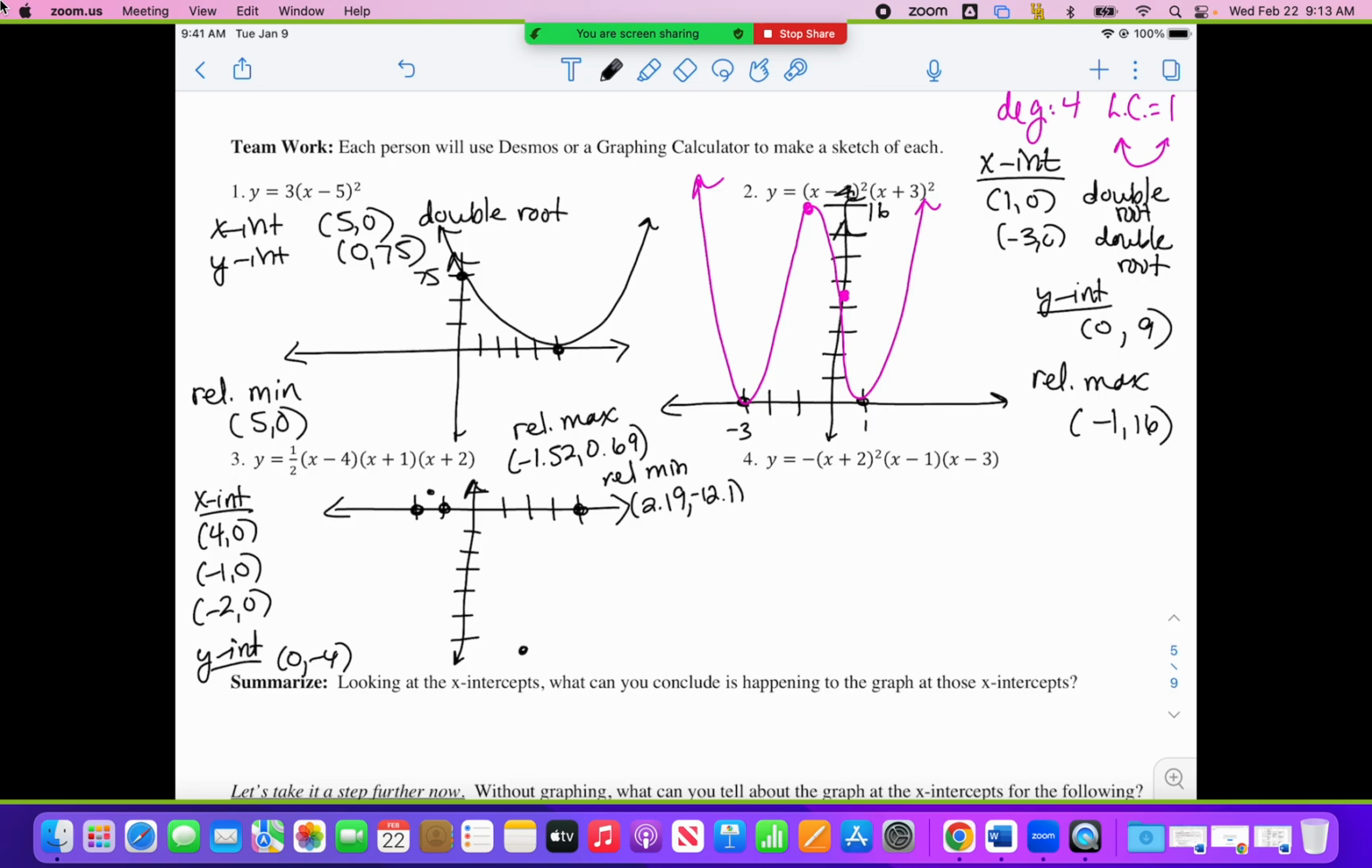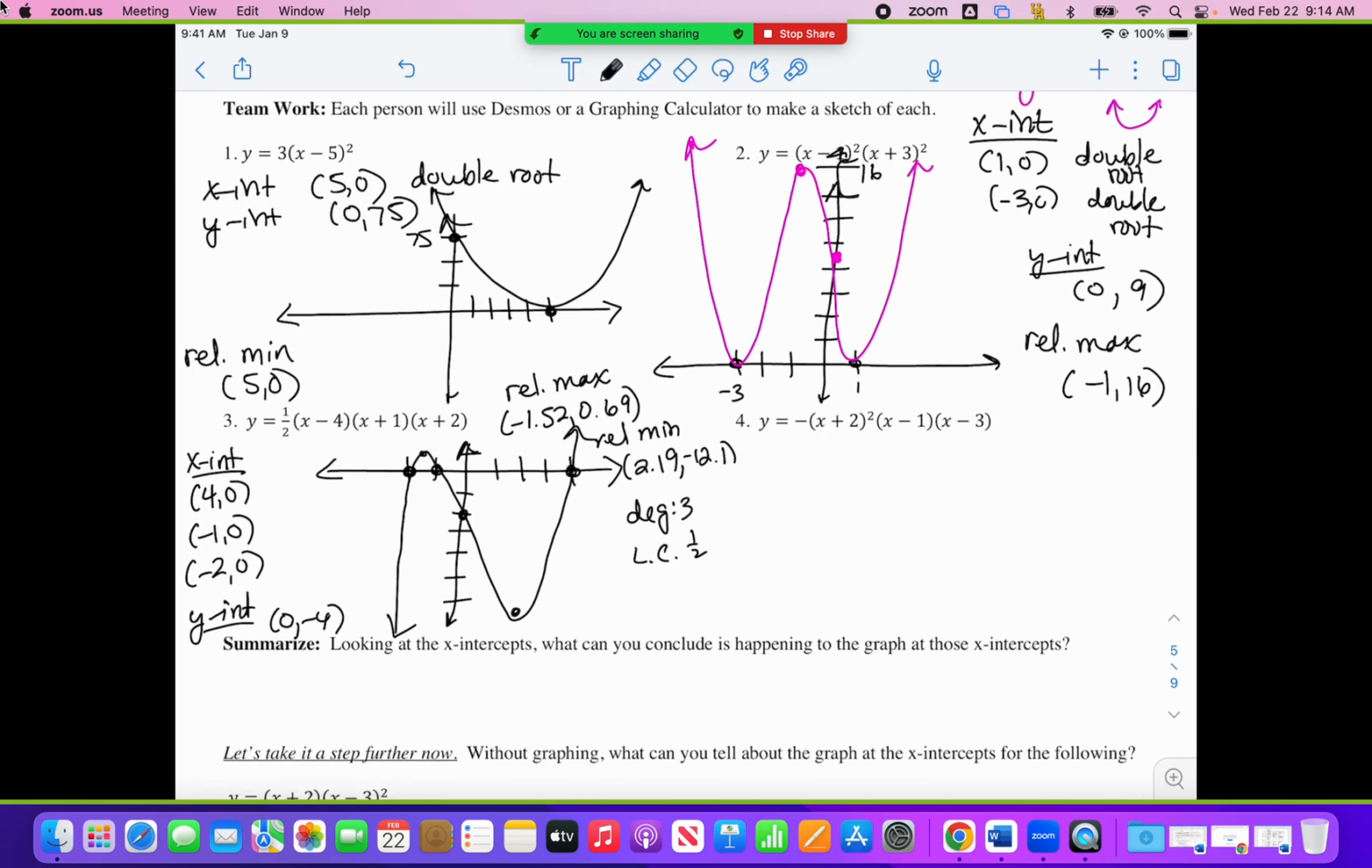Think about your end behavior. The degree is 3. My leading coefficient is positive, so it comes up. Whoops, where's my y-intercept? 2, 4. There we go. So then what you're doing is you are piecing together end behavior, degree, leading coefficient, x-intercepts, y-intercept, relative max and mins. Is that making a little bit more sense than yesterday? Yeah. That's all I'm hoping.